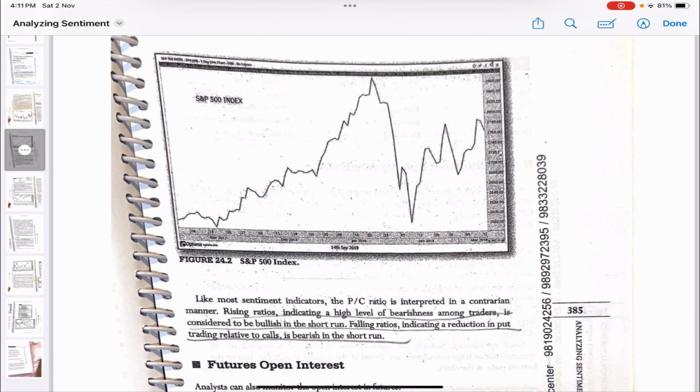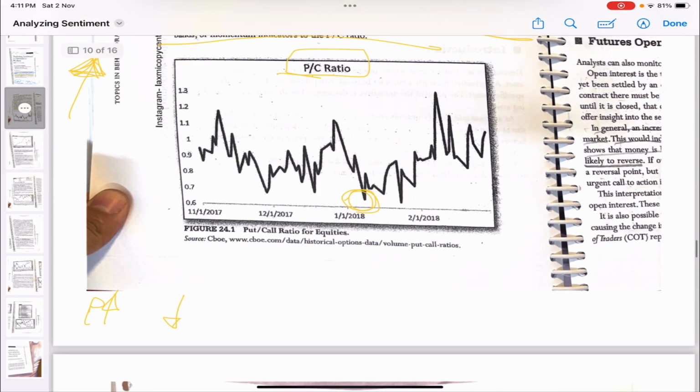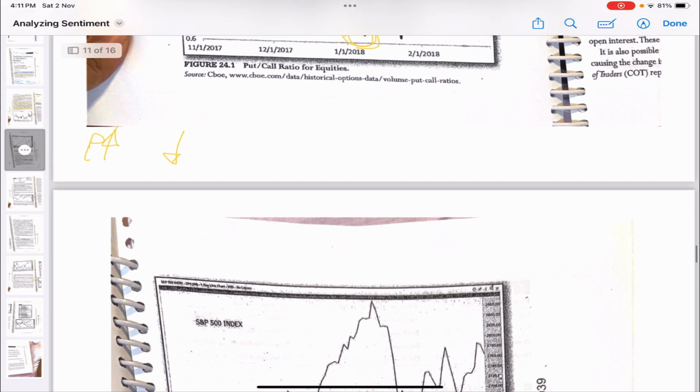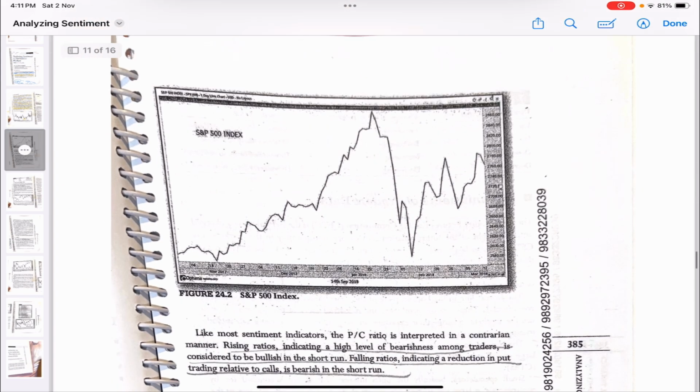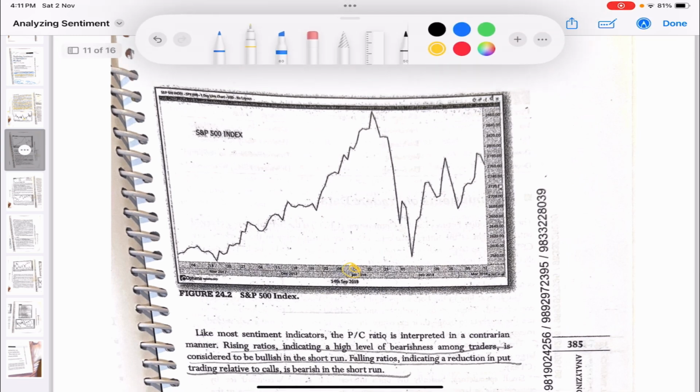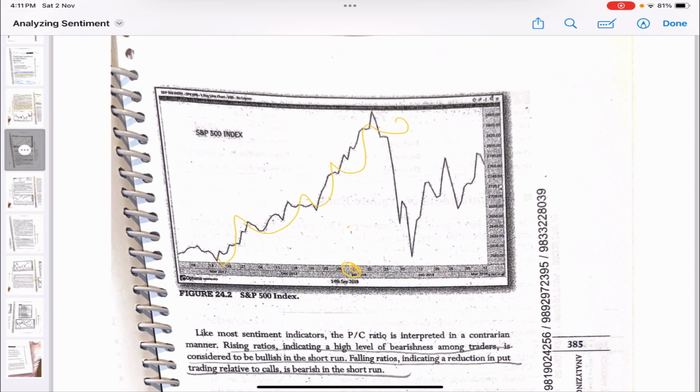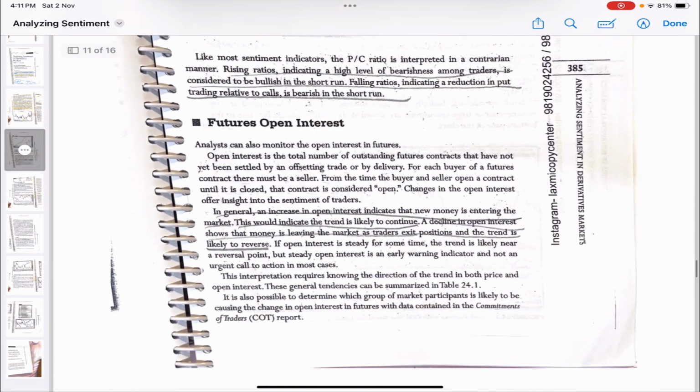Here we have the S&P 500. So when you saw that the PC ratio declined drastically, what happened in 2018? In 2018, actually, the index went up, right? So that's how you are going to look at the charts.